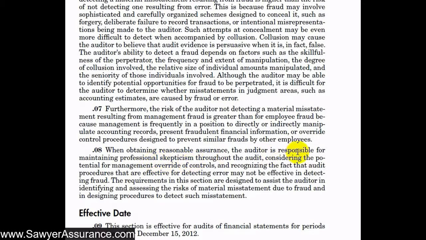That's what we see here: we're responsible for maintaining professional skepticism throughout the audit, considering that management could possibly override controls. Usually that's included as a financial statement level risk, which we'll find in future AUC sections. We should also understand that some of the procedures we do in order to detect errors in the financial statements or accounts may not be effective for detecting fraud. That's partly why AUC Section 240 is in place: to help us develop procedures that would help us detect fraudulent misstatements.